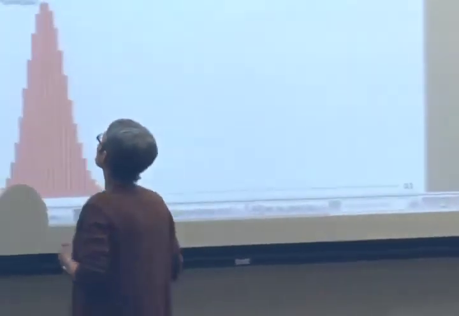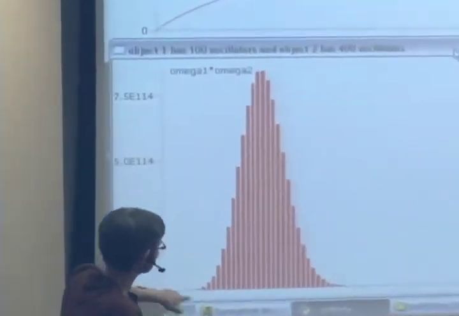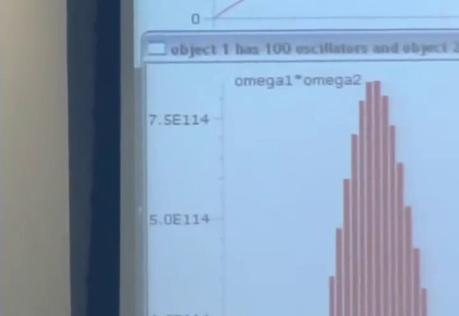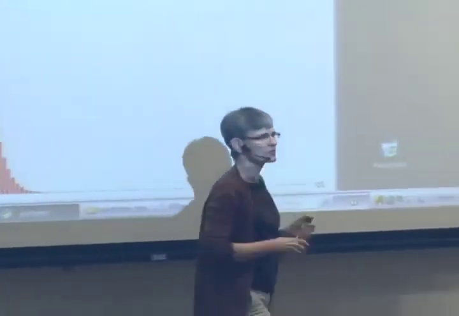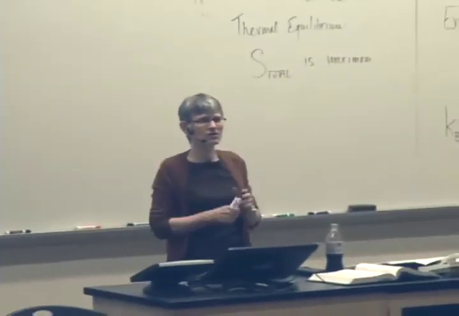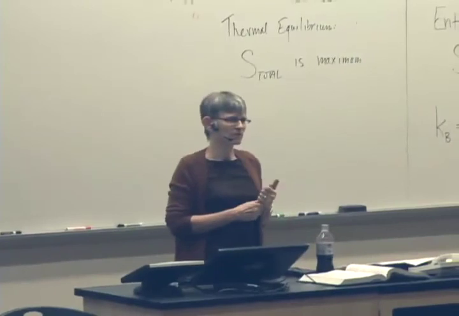It's the same as the probability of all of the energy that we put in being in the block with 100 oscillators. It's not impossible. It's just so improbable that we don't really ever expect to observe it.